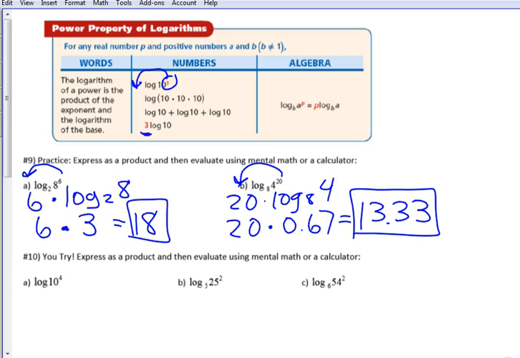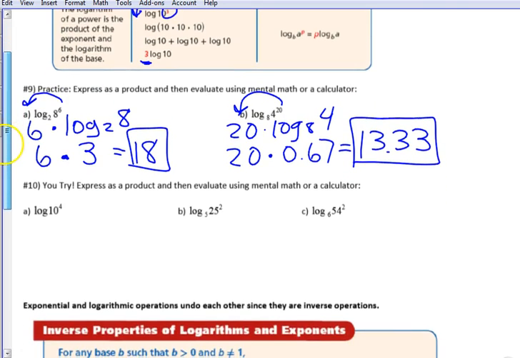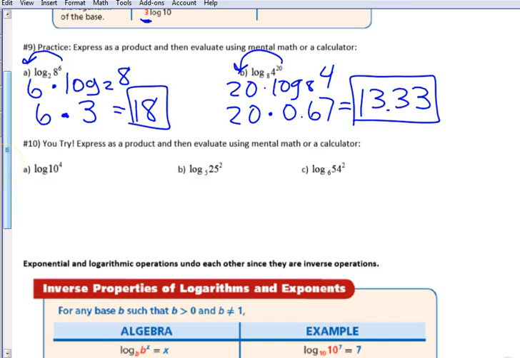All right, you try number 10. I got 3 examples for you this time. There's an A, a B, and a C. So I have log base 10 of 4 raised to the power of 4. Then you have B, log base 5 of 25 raised to the power of 2. And then we have log base 6 of 54 raised to the power of 2. Once you get answers, compare them to your neighbor.